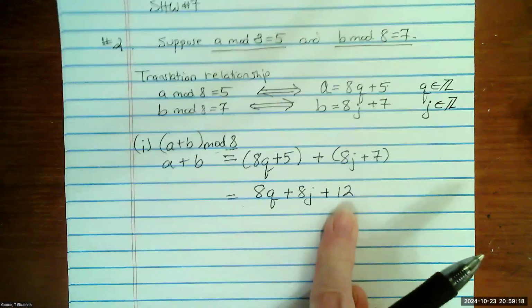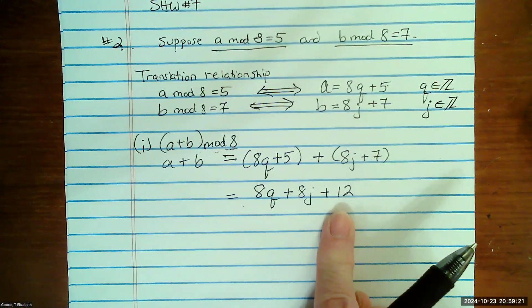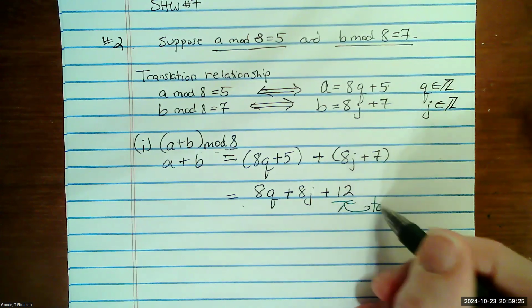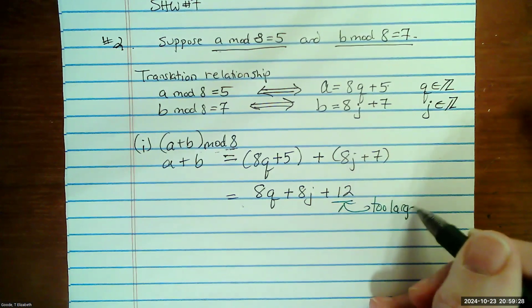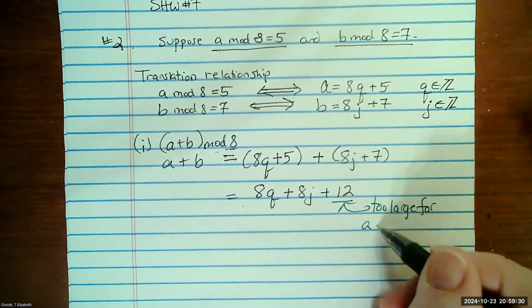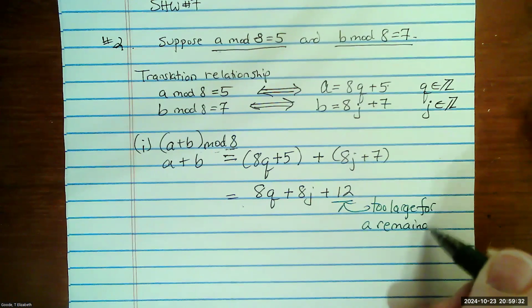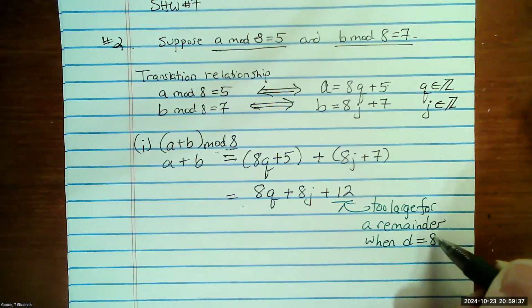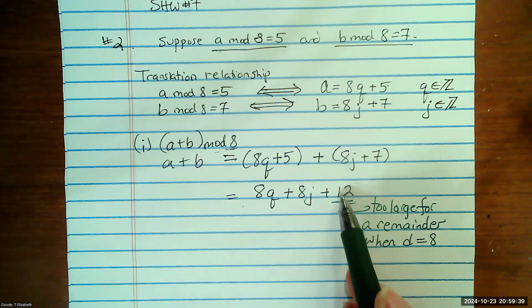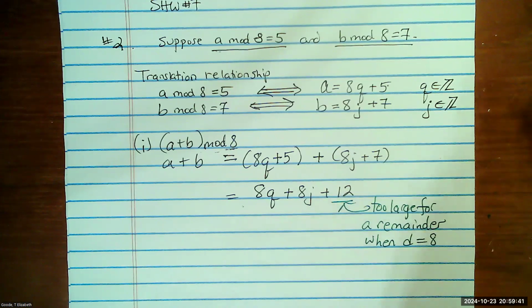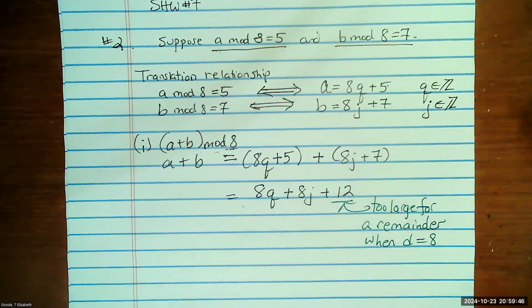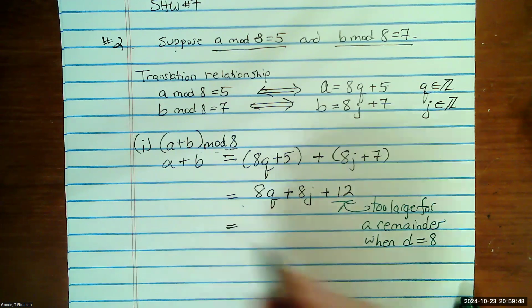But 12 is too big to be a remainder mod 8, isn't it? Too large for a remainder when D is 8, because the largest legal remainder is 7 when D is 8. Do you agree? Yes. So we have to apply the QR theorem to 12 and break it down and see how many 8s fit into that, right?